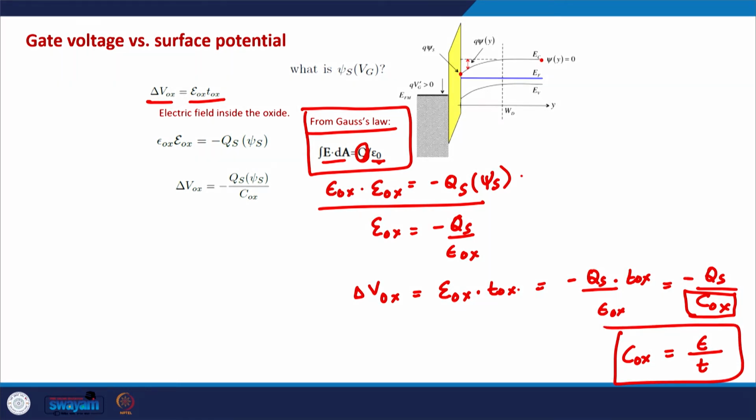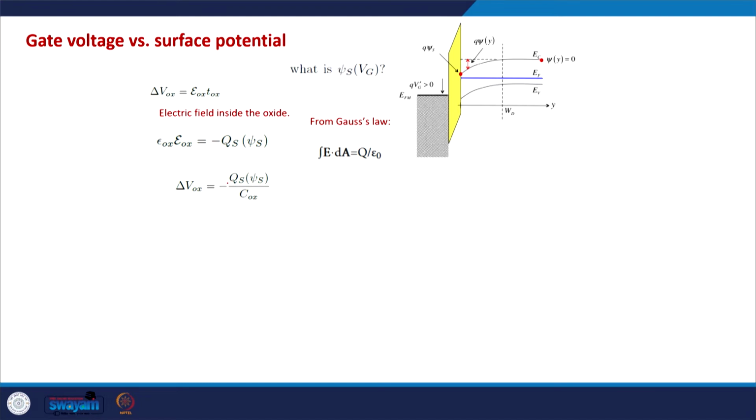Okay. So this delta V ox finally is minus Qs divided by C ox, and so that's why the total gate voltage is delta V ox, which is minus Qs divided by C ox, plus psi s, which is the voltage that drops inside the semiconductor. And please note it down here that we have written a prime on Vg. What does the prime mean here?